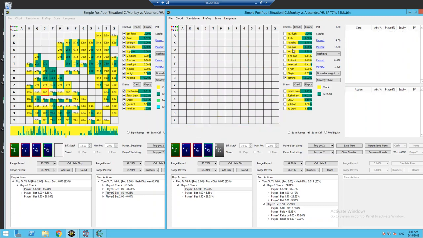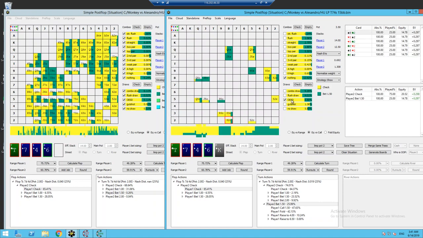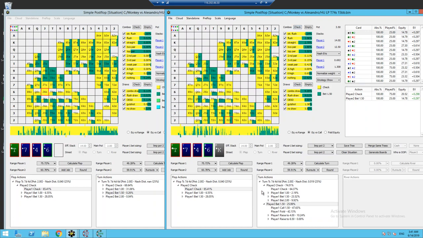So even though GTO is slow playing a lot on this turn, it's worth noting that it's also not bluffing that much. There are a lot of hands which have a lot of equity, like open enders, like Jack 5 or 8-3, which it's not bluffing. It's just check-folding them. So it's important to remember that.